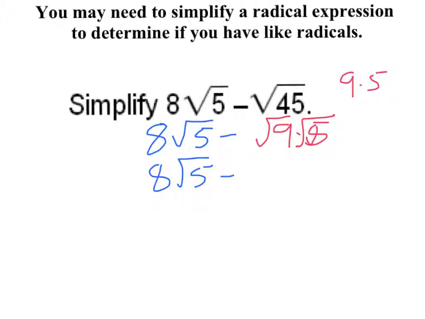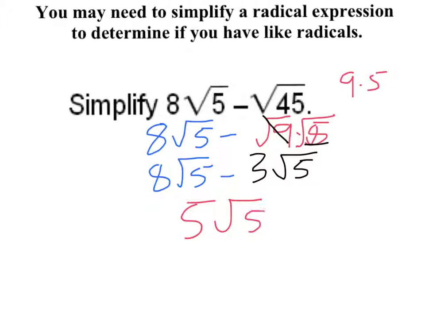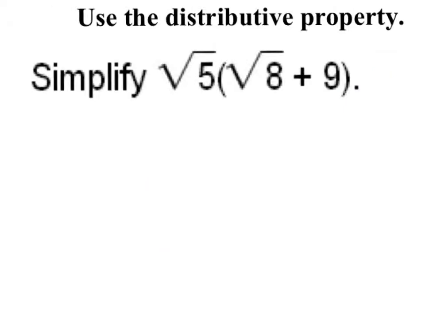All right, so the square root of 9 is 3. And I still have this square root 5 right here. Okay, now we can combine like terms. 8 square root 5 minus 3 square root 5 is 5 square root 5. 8 minus 3 is 5, and then my square root 5 stays. Done. Now we're going to use the distributive property and distribute a radical to the other two terms.